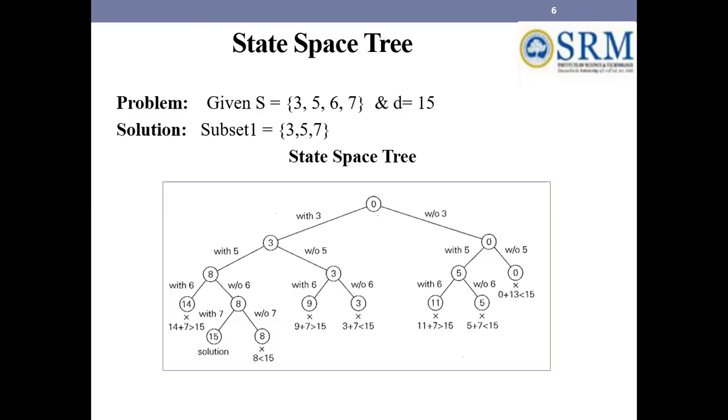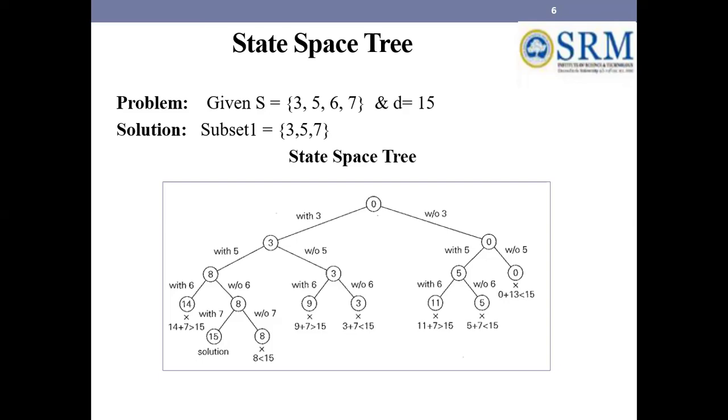Now see the target: our aim is to get 15. The value 14 is less than 15. Next, on the right side, without adding 6, 8 stays as it is. Then for the node 3, 3 with 6 is 9. And on the right side, without adding, it is 3. And for the node 5, 5 plus 6 is 11. Next, without adding 6, it stays 5. So this is the concept.